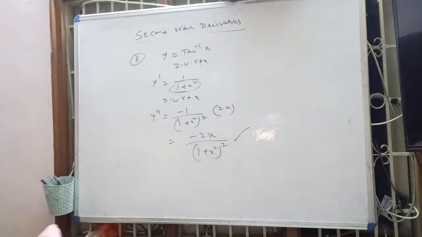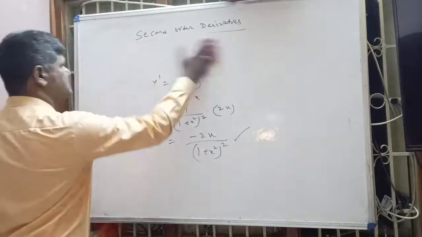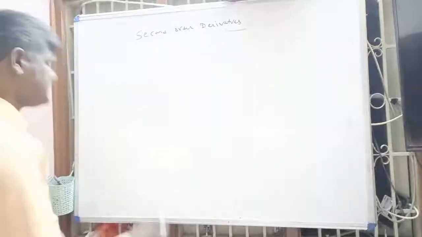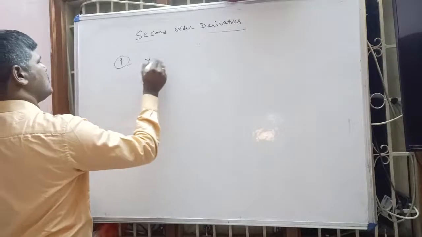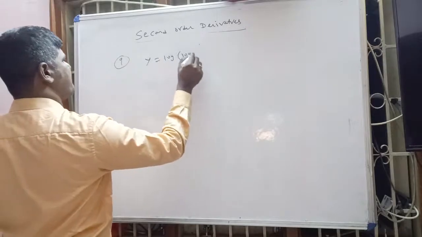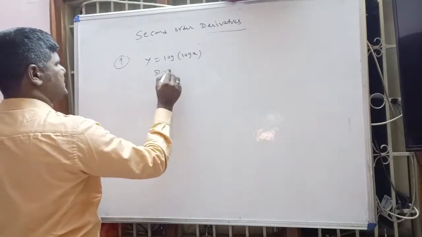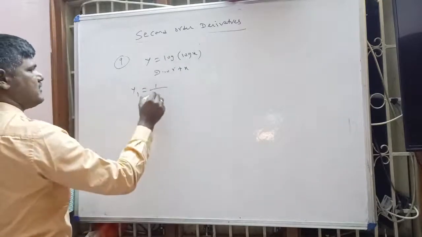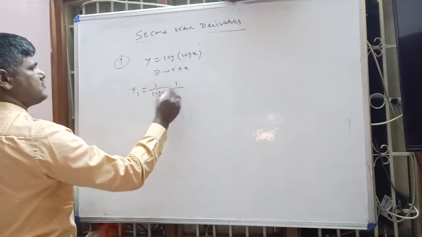I'll move to the next question. Question number 9: log of log x. Y is equal to log of log x. Differentiate with respect to x. Y1: the derivative of log x is 1 by log x, into the derivative of log x, which is 1 by x.